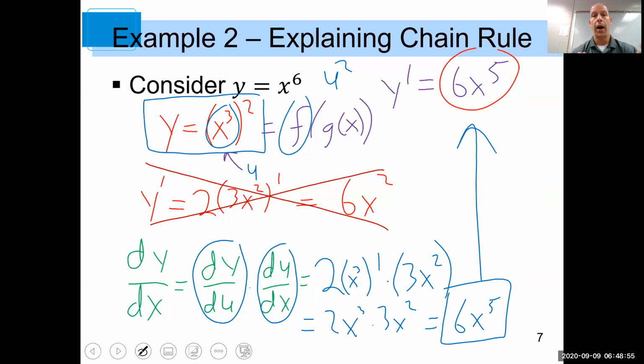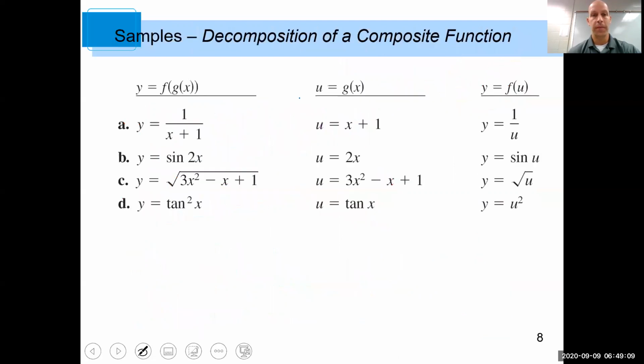And again, I do this example only to make it very simple and easy for you to see we already knew what the answer was before we began, okay? You do not have to do a problem like this with the chain rule. It's just to illustrate the chain rule.